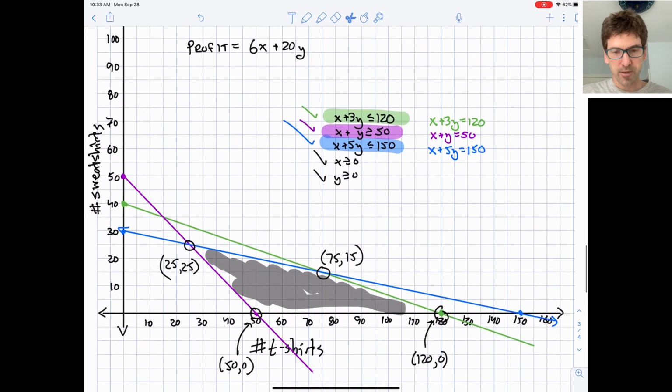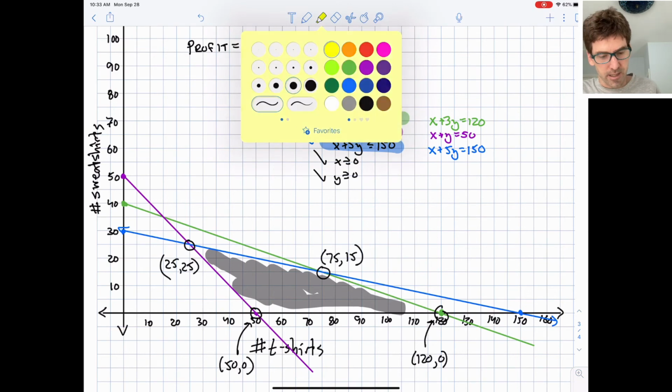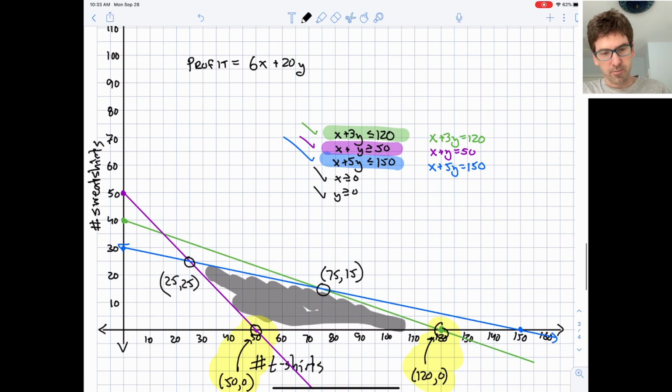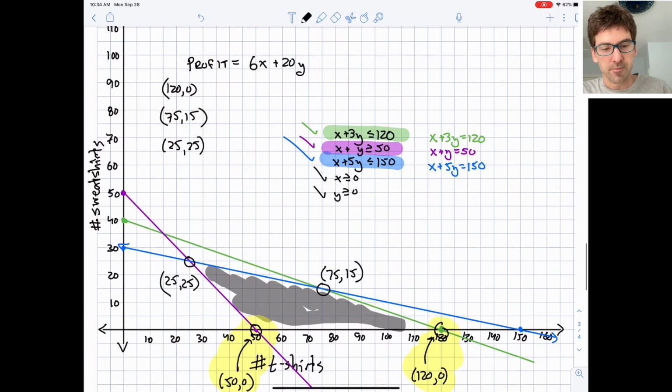And so this is what we need to test each point in and see which gives us the most money. I hope you can see that this point that I'm going to highlight in yellow down here, we don't need to test. It should be clear that this other point in yellow, the 120, is going to give us a higher profit than just selling 50. Selling 120 t-shirts will certainly give us a greater profit than selling only 50 t-shirts. So I am simply just not going to test that, save a little bit of time. Okay, so we're going to test each point: the 120, 0, the 75, 15, and the 25, 25.